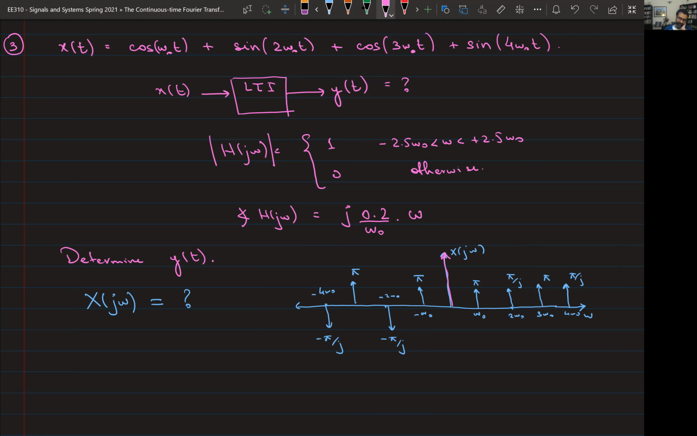And what is Y of j omega? Y of j omega is just simply equal to X of j omega times H of j omega. And I know that H of j omega is 0 outside of the interval minus 2.5 omega naught and plus 2.5 omega naught. So what happens? Here is minus 2.5 omega naught, and here is plus 2.5 omega naught. So what will survive and what will not? What do you think?